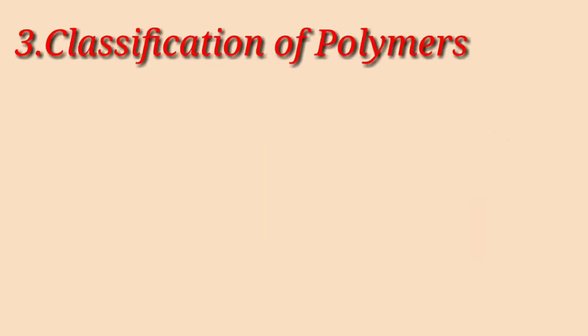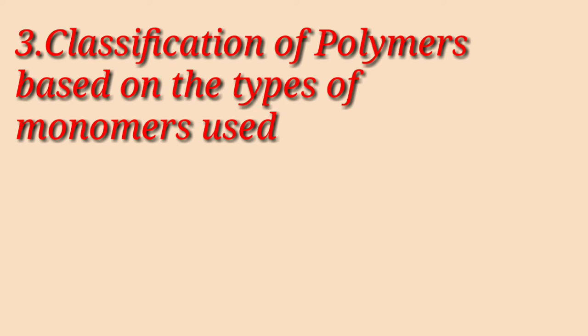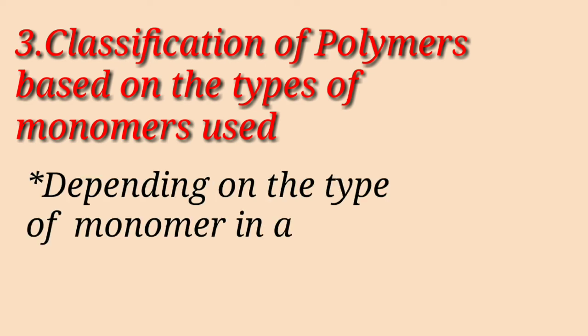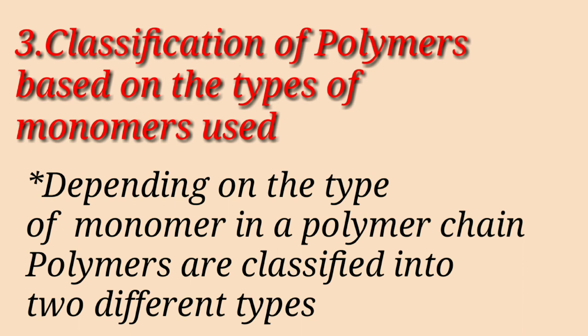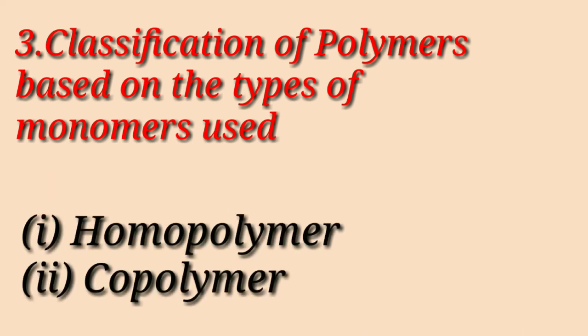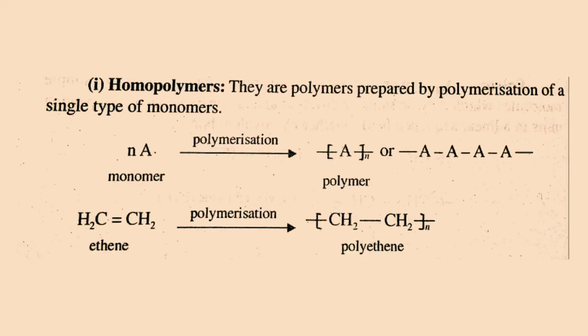Third is classification of polymers based on the type of monomers used. Students, depending on the type of monomers in a polymer chain, the polymers are classified into two different types. First is homopolymers and second is copolymers. Students, homopolymers. They are polymers prepared by polymerization of single type of monomers.